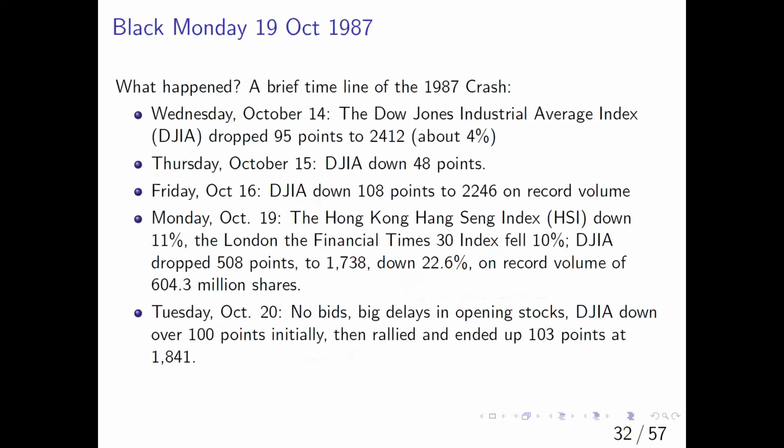It's just a little bit of background. This is for your information only. So the Black Monday of October 19th, 1987. What happened on that day? Wednesday, October 14th, the Dow Jones Index dropped 95 points, about 4% down. Then Thursday, October 15, the Dow Jones was down another 48 points.